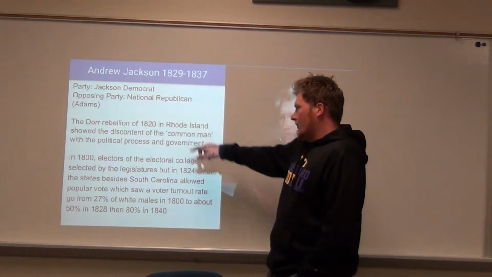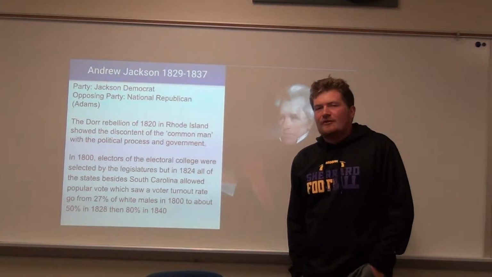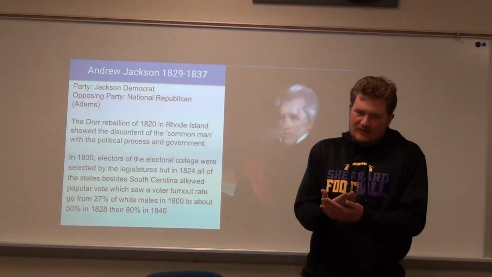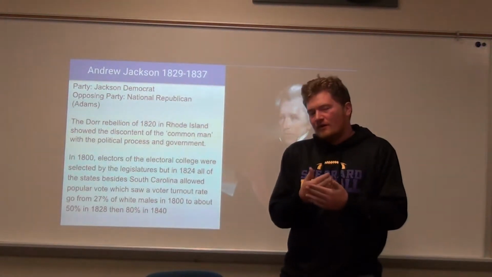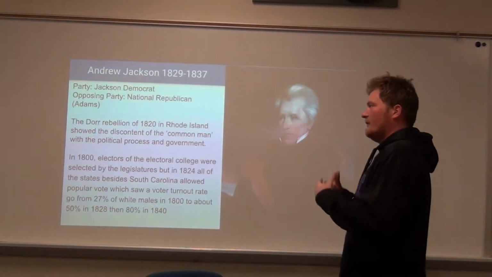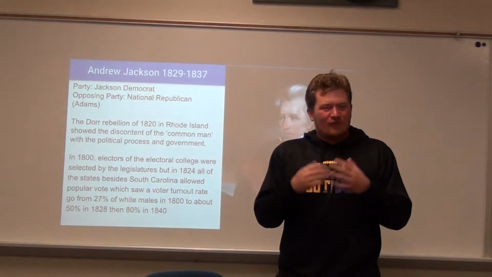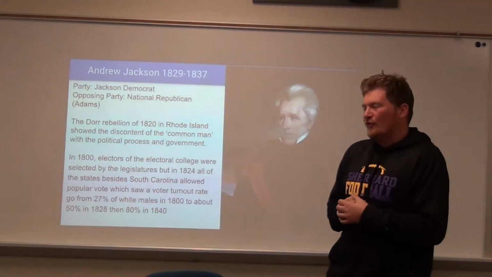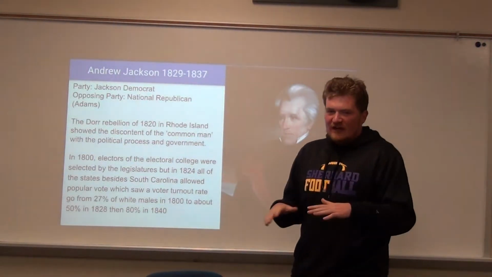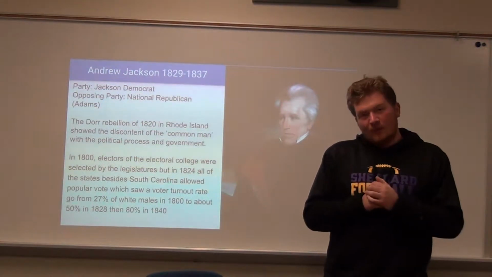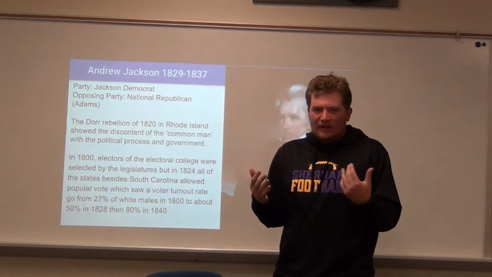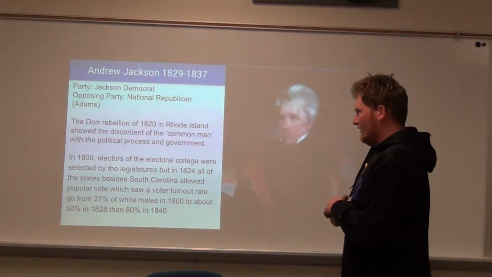At the time, there were a few states that did not allow men to vote if you did not have property. If you did not own land, you cannot vote. So in Rhode Island, this guy named Dorr, who was a lawyer, drew up a constitution that allowed every white male to vote. He proposed it to the legislature. It was shot down. He had a couple of his buddies pick up some guns. Small rebellion that failed.